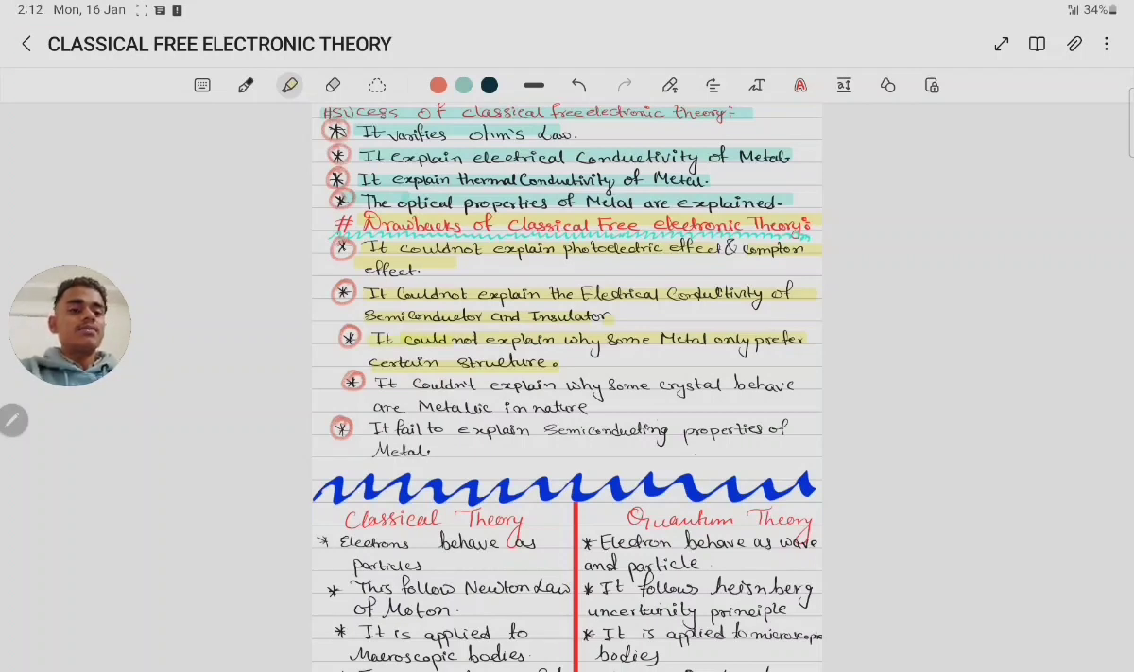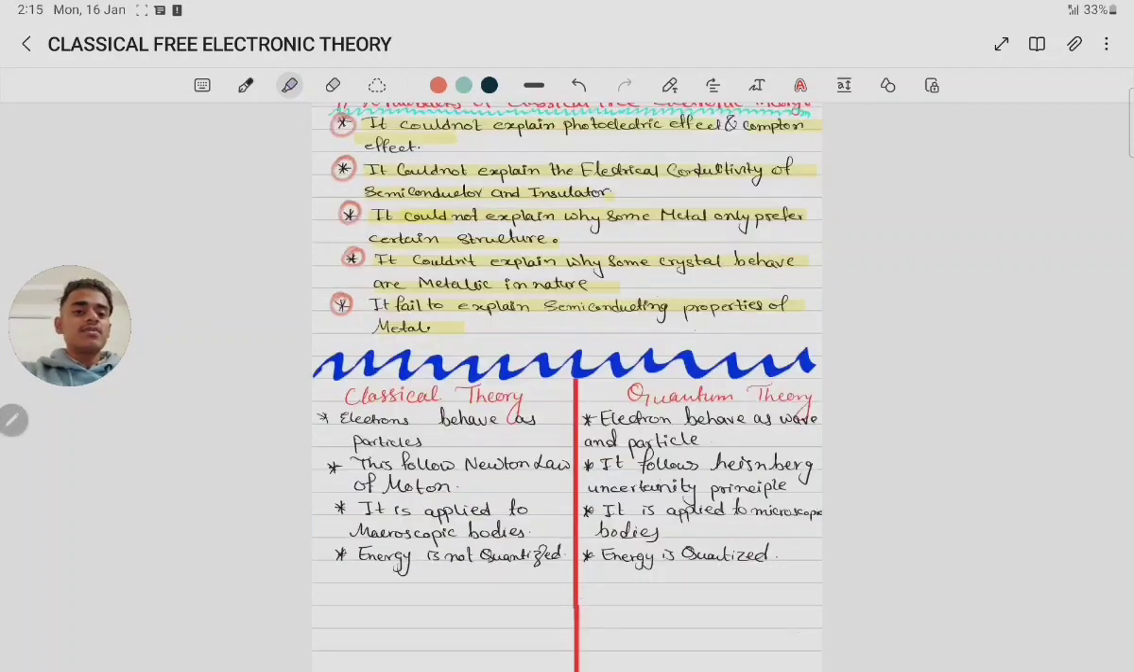Okay, now another point was like that none of the crystals behave like the metal, but some of the crystals in exceptional cases, like, I don't know the example, but some of the crystals behave like metal in nature. So it could not explain why some crystals behave like metal in nature, why some crystals are metallic in nature. Okay, it fails to explain the semiconducting property of matter. It is successful in explaining the electrical conductivity, but it failed in explaining the semiconductivity property of matter.